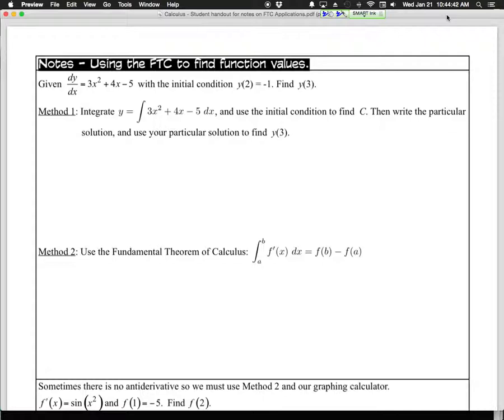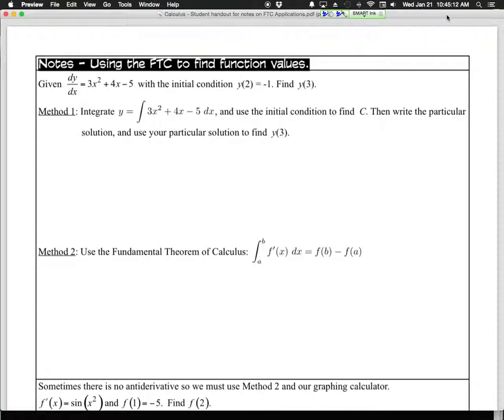There are two different ways that you can get to this answer. I'm going to show you the first way, but that's not the way we eventually want to do it. We want to do it the second way, which is using the fundamental theorem of calculus. But I'm going to show you both. So I'm given dy/dx equals 3x squared plus 4x minus 5, with the initial condition that y of 2 equals -1, and we want to find y of 3.